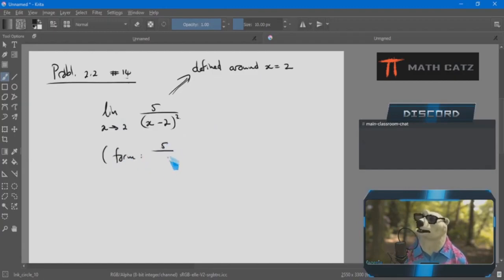So now I can look at the form and it tells me everything. I have a top staying constant at 5. I have a bottom doing what? On its own, x minus 2 shrinks to 0. So squared also.